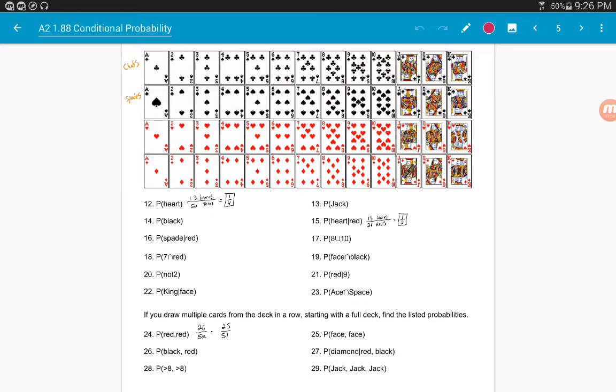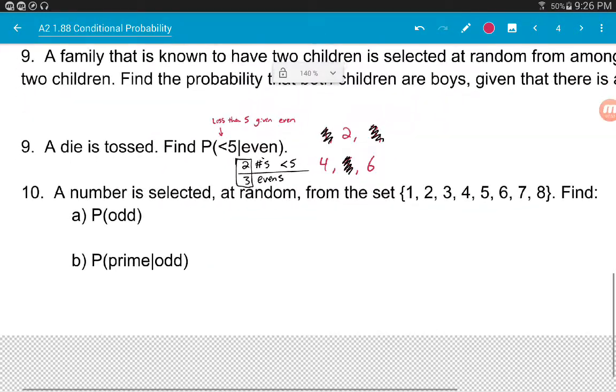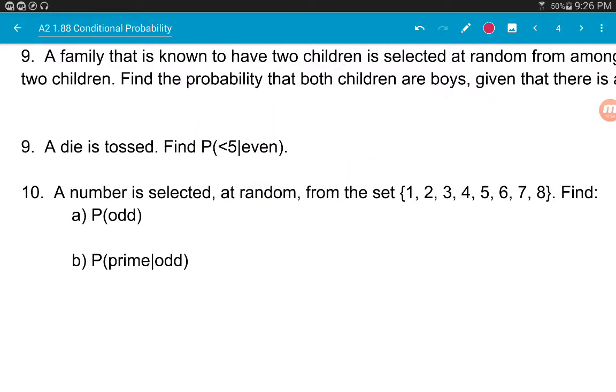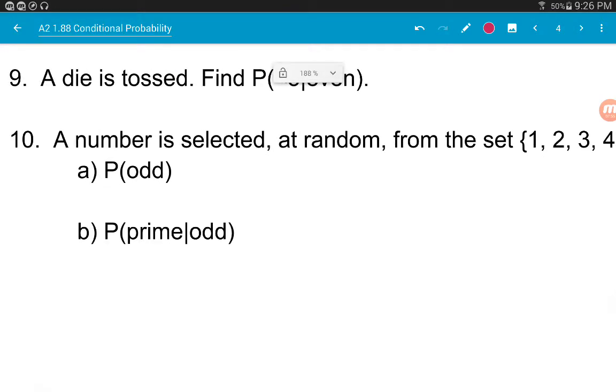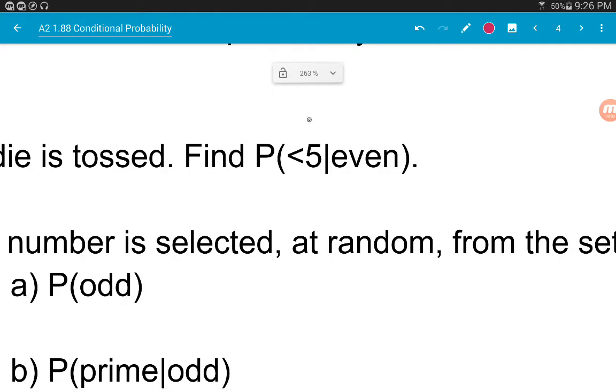Now let's go on to the back. I'm going to write a little bit less, and we'll talk about cards and given conditions. Now, I'll start off with one easy example because it's really quick. The second question on the front, number 9, because there are accidentally 2 number 9s. A die is tossed. That's 1 dice. It's a cube, right? I want to find the probability that it is less than 5 given that it is even.